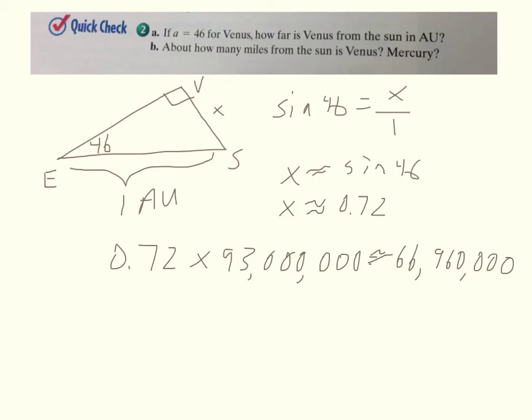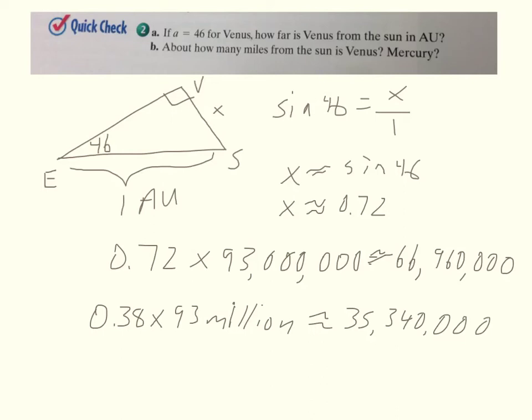Part B also asks how far Mercury was from the Sun. Well, we said it was approximately 0.38 astronomical units, so we're going to multiply that by 93 million, and we get approximately 35,340,000 miles from the Sun.